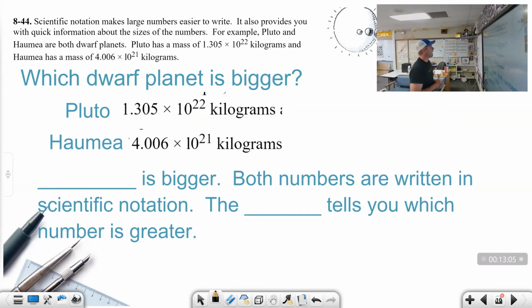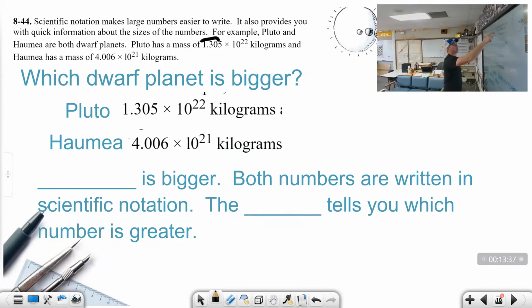Final problem. 8-44. Scientific notation makes large numbers easier to write. Yep, we said that. It also provides you with quick information about the sizes of numbers. For example, Pluto and Haumea are both dwarf planets. Pluto has a mass of 1.305 times 10 to the 22nd kilograms. I'm glad I don't have that right now. And Haumea has a mass of 4.06 times 10 to the 21 kilograms. Which dwarf planet is larger?